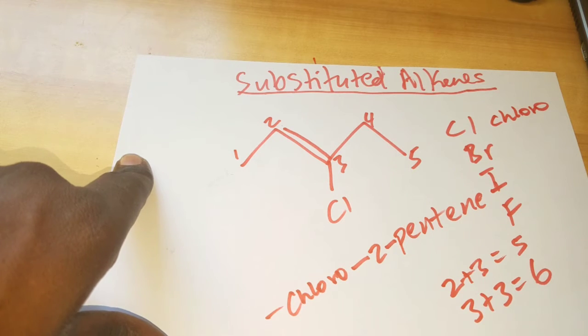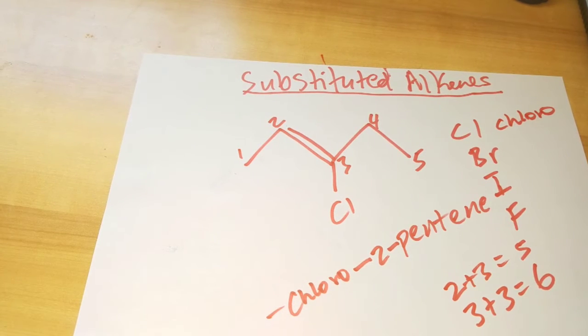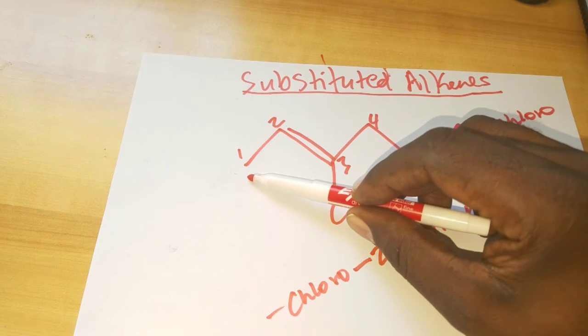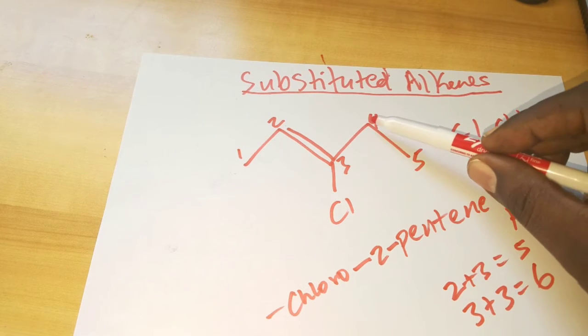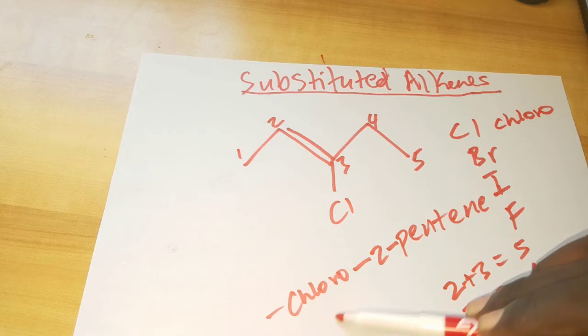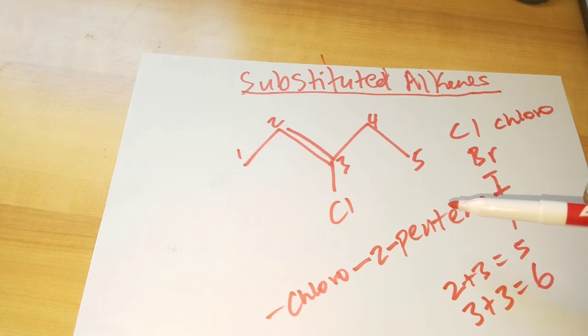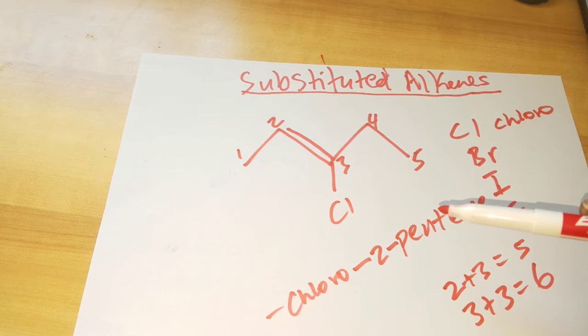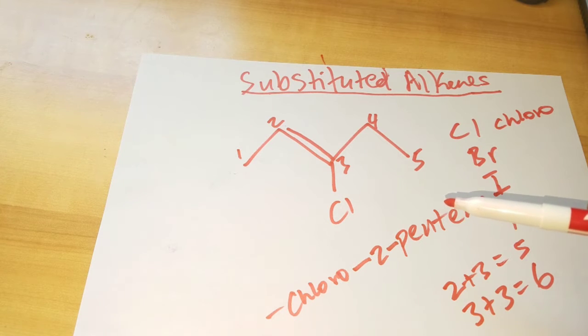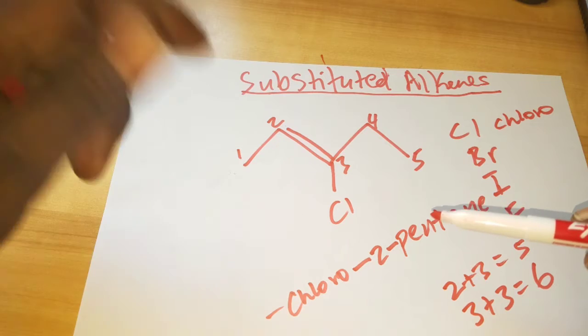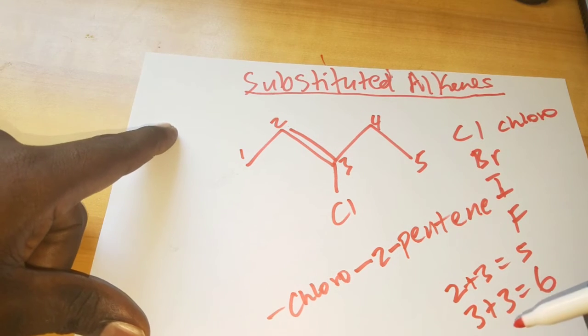And of course, final thing, you must tell where this substituent is. You must tell where it is, because it could be here, it could be here, it could be there. So chloro-2-pentene tells you what's present and where the double bond is, but it doesn't tell you where the chlorine is. So you have to tell the person, the examiner in this case, where the chlorine is.